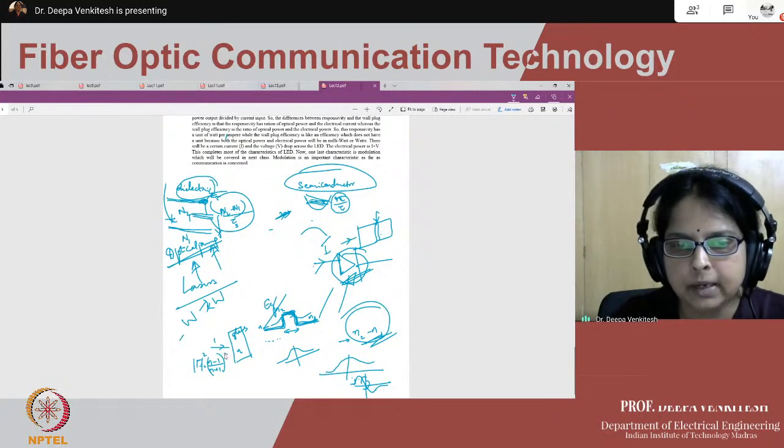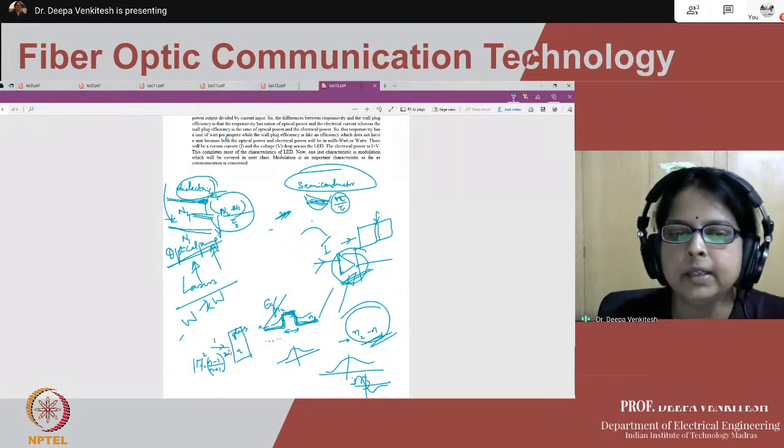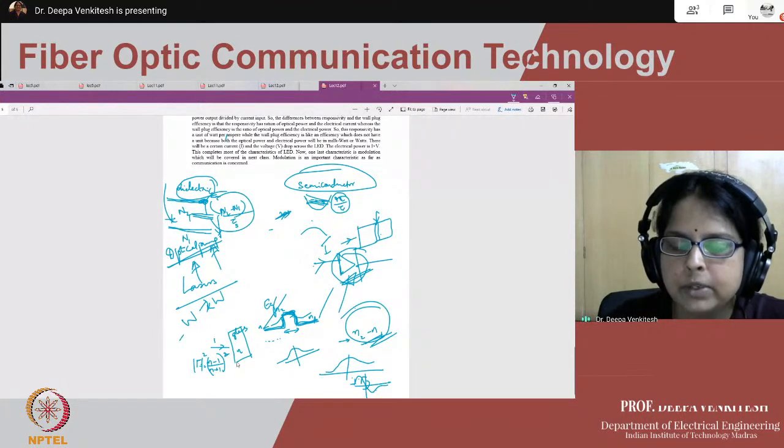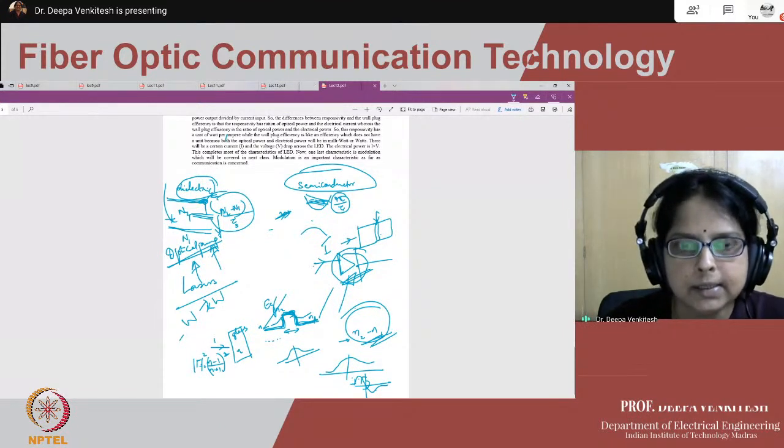Now you can tell what happens when you increase n. You can basically plot this and check what happens when you increase n. You will realize that the reflection coefficient will start increasing.